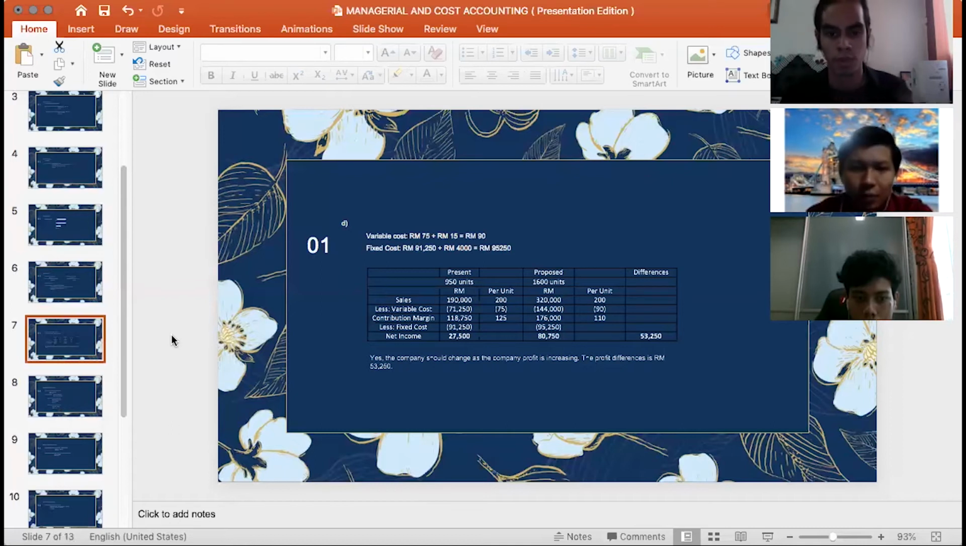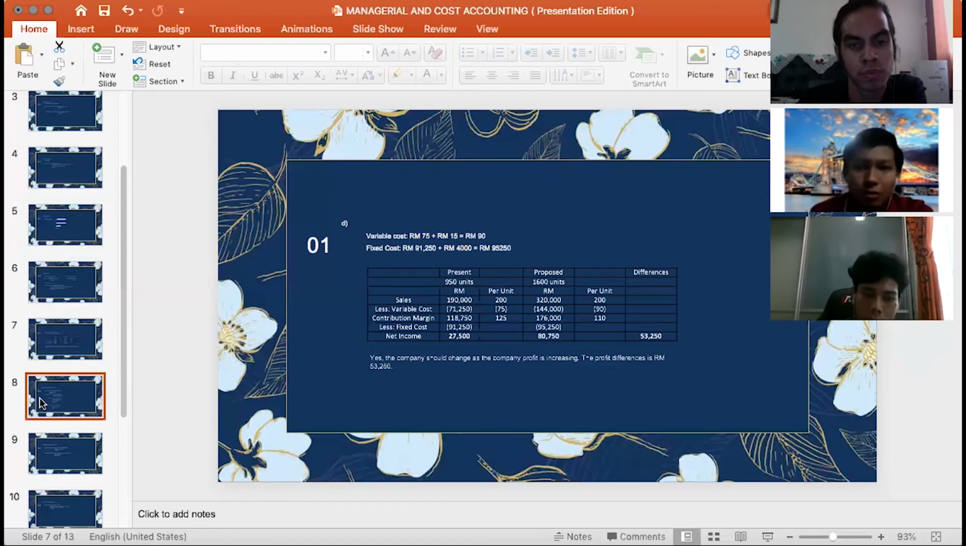So yes, the company should change as the company profit is increasing. The difference is RM 53,250. So that's all from me.